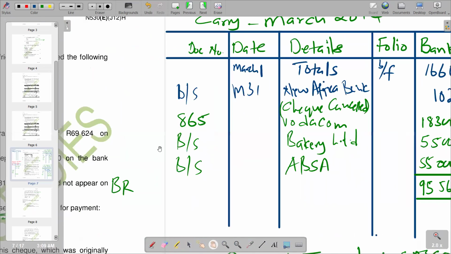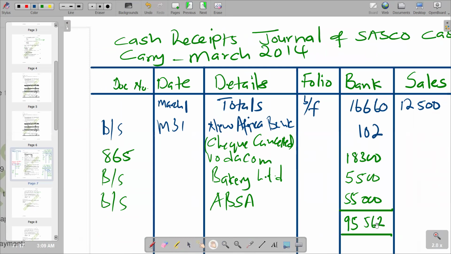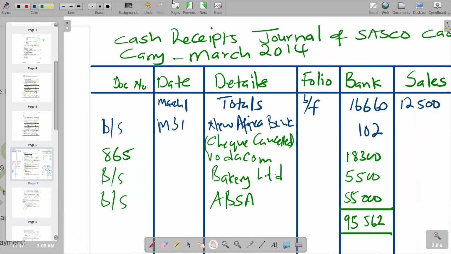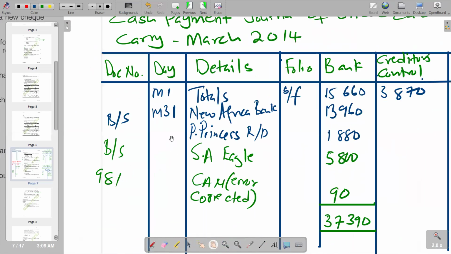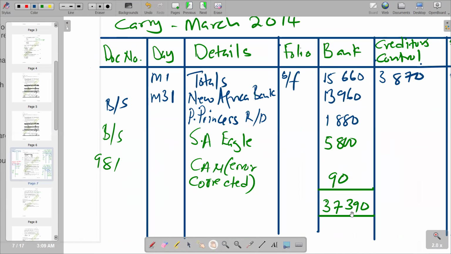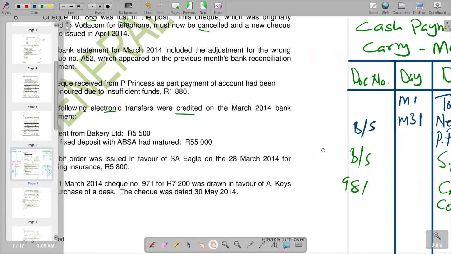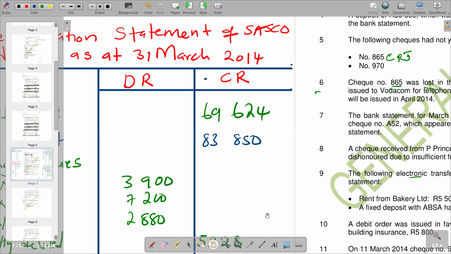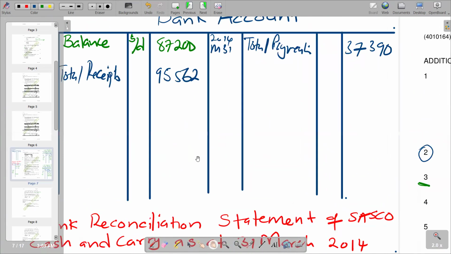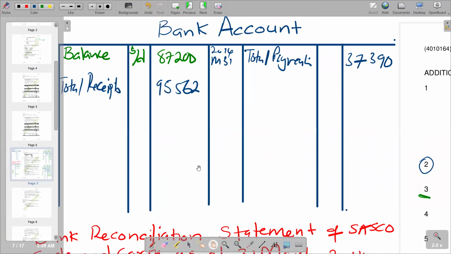For cash receipt journal, 95,562. Then if you go to cash payment journal, it was 37,390. So those are the figures that we transferred there in the bank account. So from there, we can now put our double lines and balance our bank account.